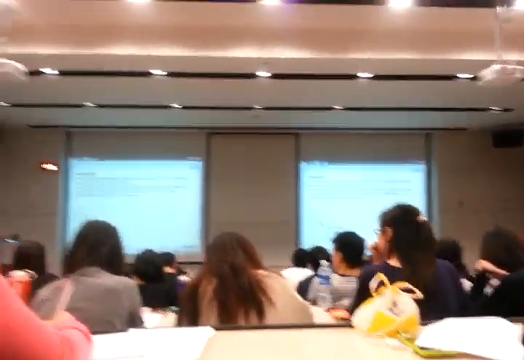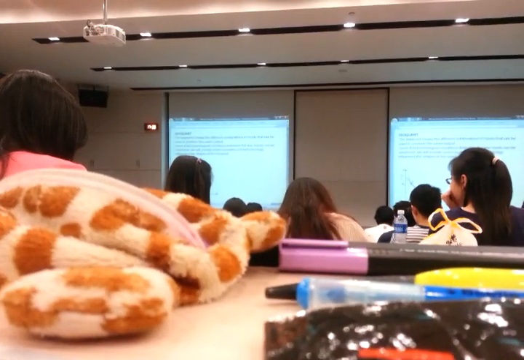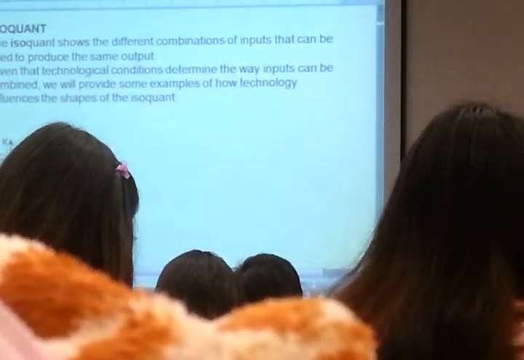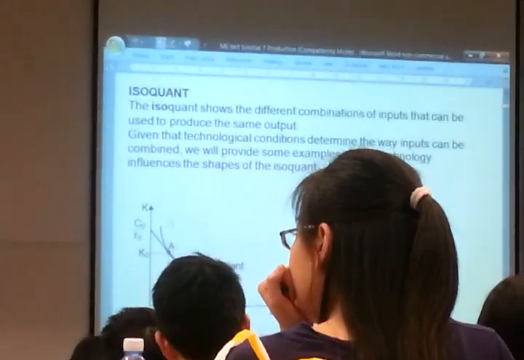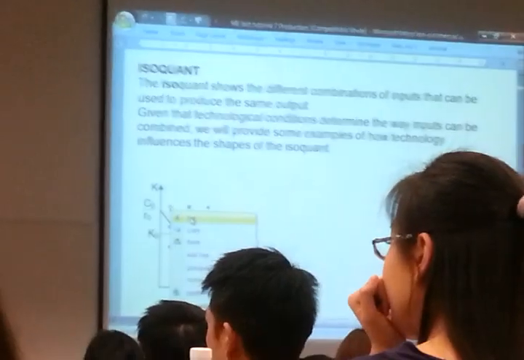Two goods can the firm buy? Is constrained by what? Is constrained by the budget line. Constrained by its cost. Right?